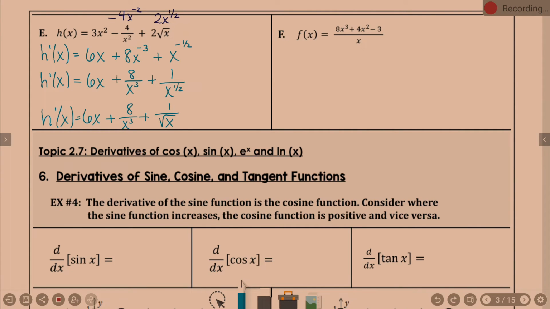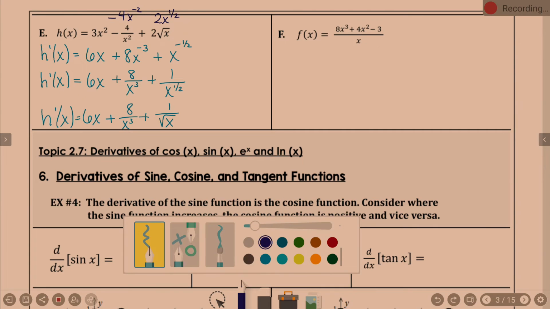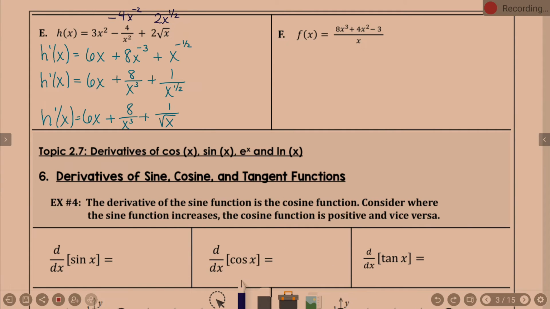Oh, I couldn't tell you the next one. Do I have to multiply it by all of those pieces? Or just toss it on the end? You can just, it's 8x squared plus 4x minus 3 over x. Yes.